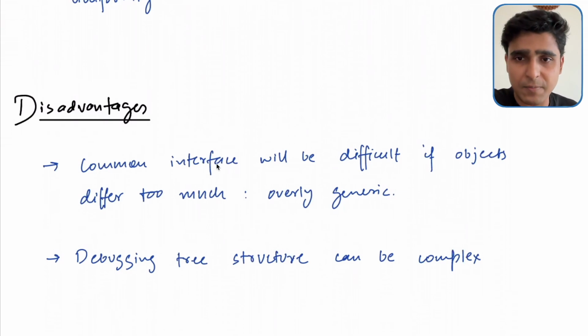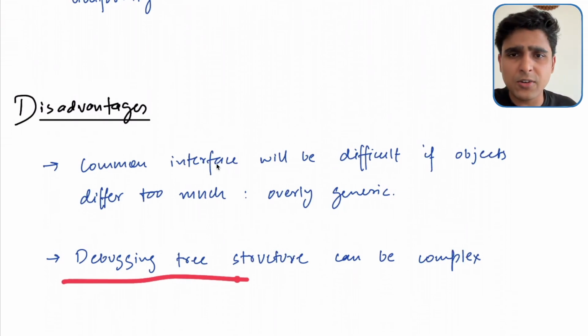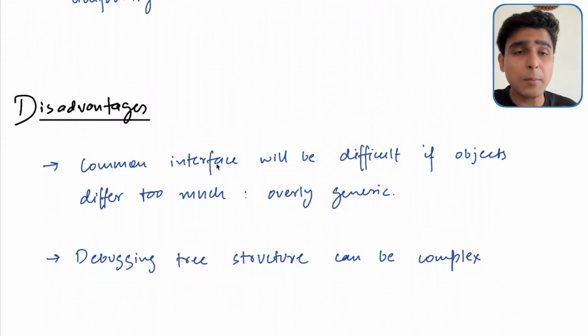Then another disadvantage could be that debugging the tree structure can be complex. Because of the recursion happening, you have to debug at what point, if there is any error, that error has occurred. But despite all of this, this pattern is very useful and also very simple to use by using an interface. So that's it with composite design pattern.